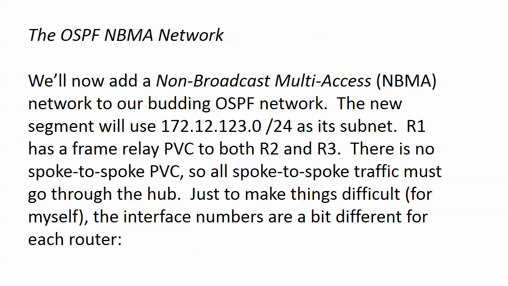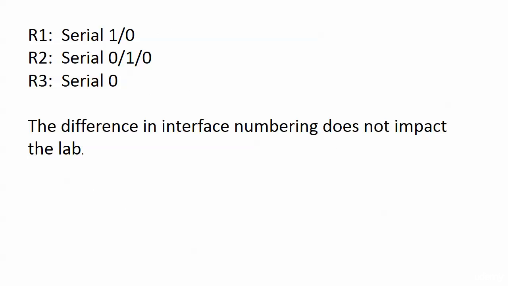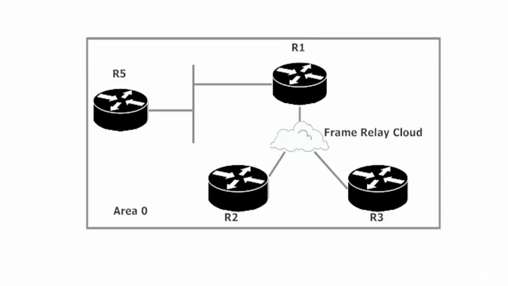Just to make things a little bit more difficult for me and to introduce some things later on, I've got a couple of different routers in here with a couple of different interface numbers. Router 1 is going to be running serial 1/0, router 2 serial 0/0, and then finally router 3 is going to be using plain old serial 0. Sometimes I plant little things early on, as you may have noticed, to cause us trouble later so we can do some troubleshooting, but the difference in interface numbering here does not impact the lab. I just want to make that clear.